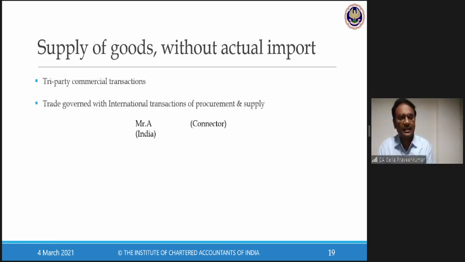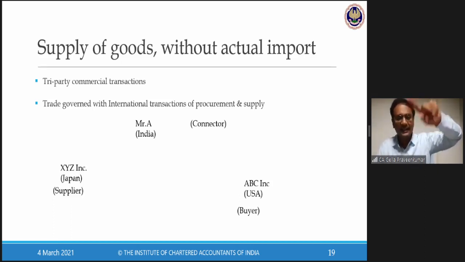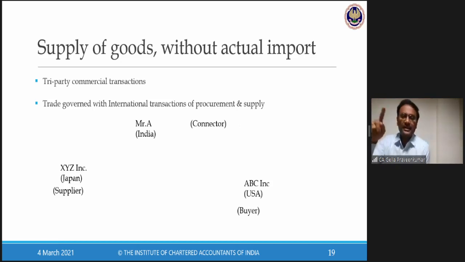Now, let us understand this transaction. Mr. A, who is in India, has got hold of ABC Incorporated, an entity in the USA. ABC Incorporated wants to buy some goods. Now, Mr. A has identified another entity called XYZ, who is a supplier. Please understand, there are three parties here. Party A, who is in India, the buyer, who is in the US, and the seller, who is in Japan. XYZ doesn't know ABC, ABC doesn't know XYZ.